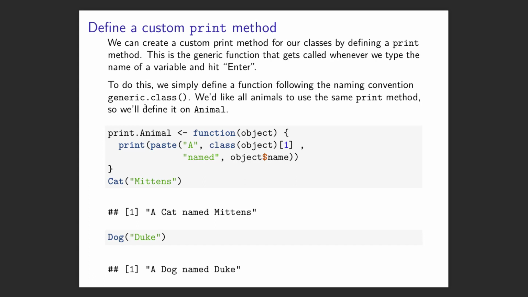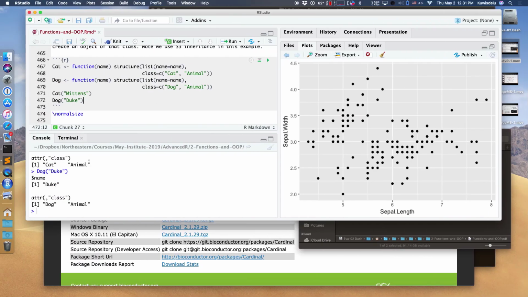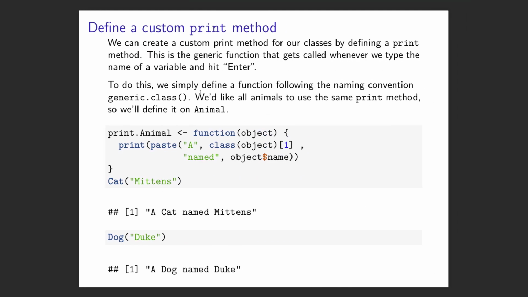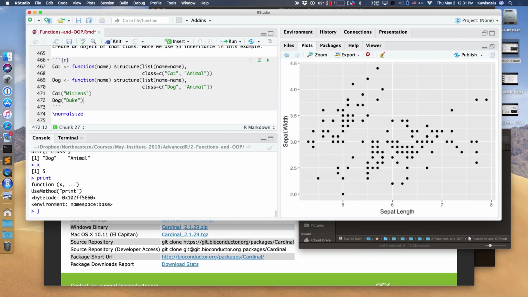So let's define a custom print method. Whenever we just type something on the command line and hit enter, what's actually happening is there is a print method being executed for whatever class that happens to be. To define a simple print method, all we need to do is follow this naming convention of the name of the generic, print in this case, which I'll confirm here is an S3 generic, because I can see it just has UseMethod and the name of the generic here. So print is an S3 generic function.